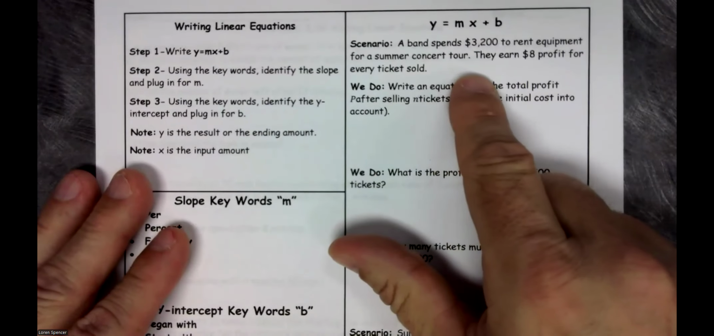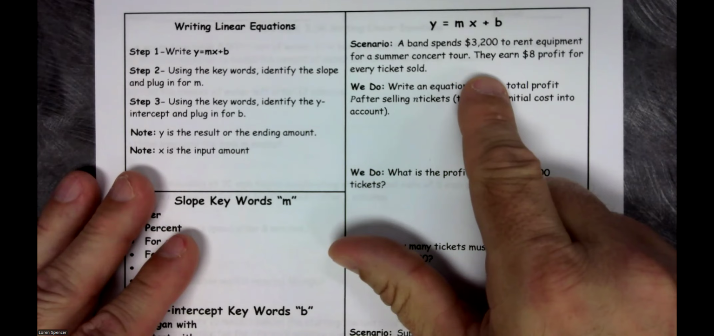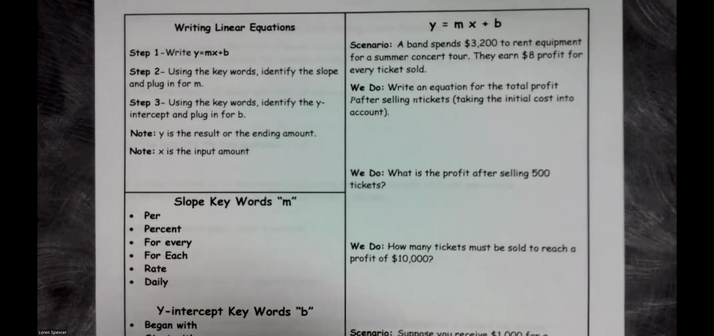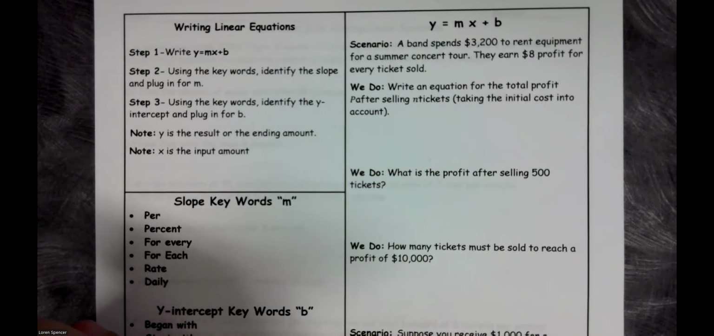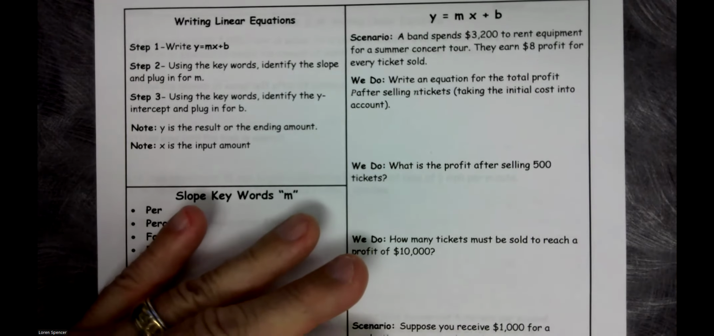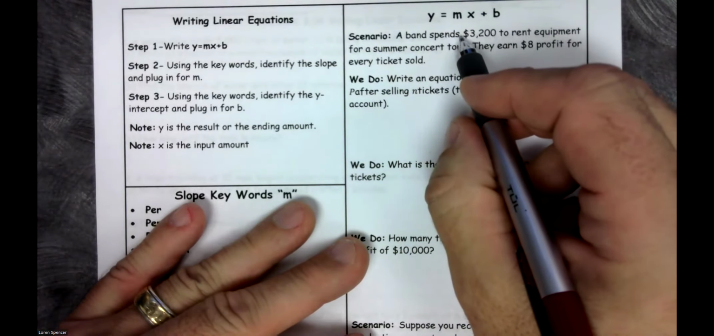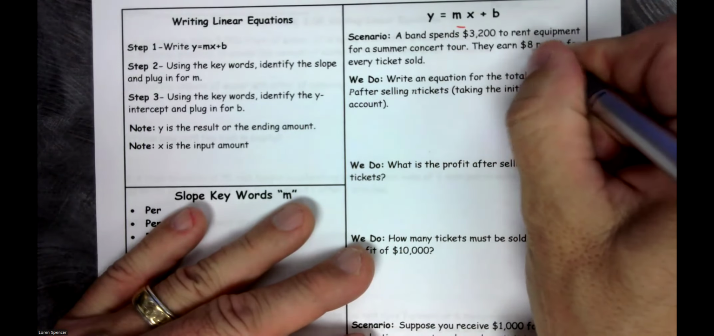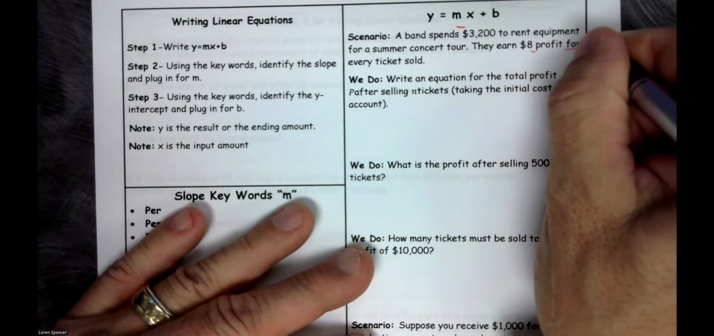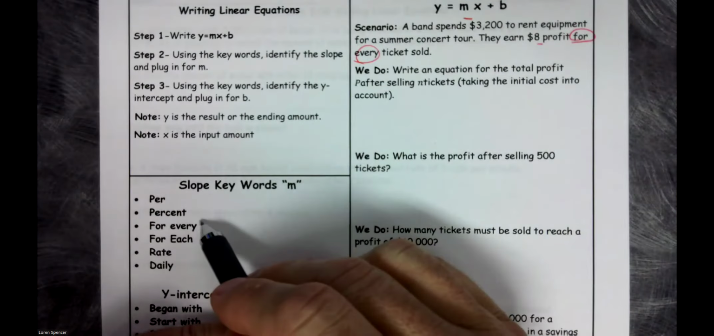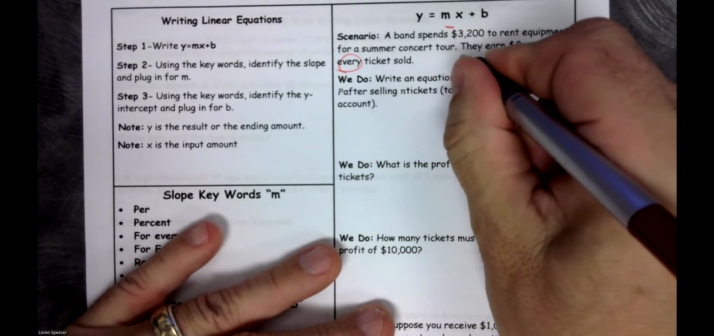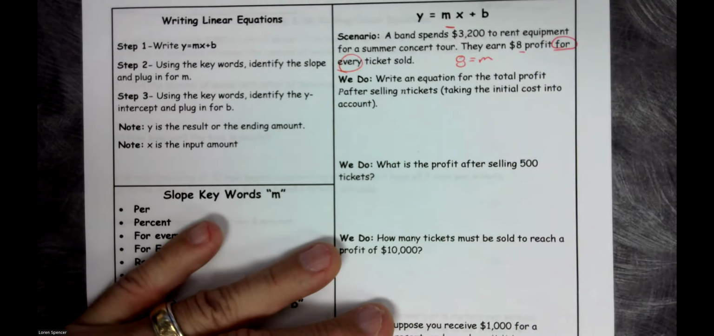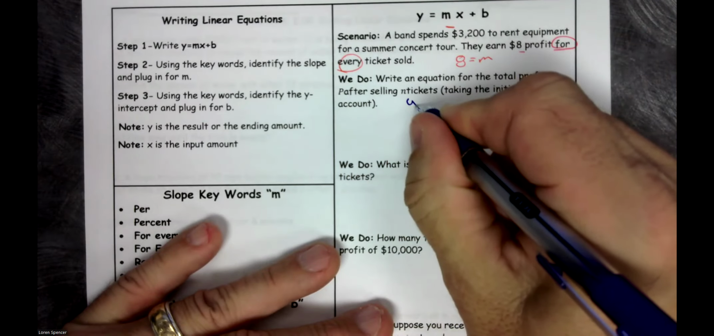A band spends $3,200 to rent equipment for a summer concert tour. They earn $8 profit for every ticket sold. Write an equation for the total profit P after selling N tickets, taking the initial cost into account. Well, first off, that 3,200, that's money they spent, so that's a negative. But they get 8 profit for every ticket. Well, there's that key word, for every. For every is a slope word, so we know that $8 is m and we want it in y equals mx plus b.